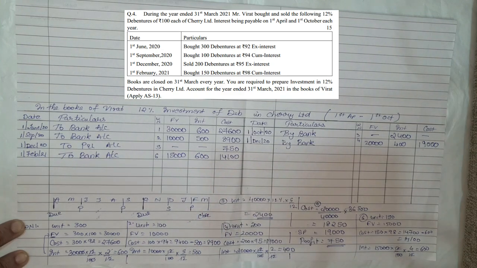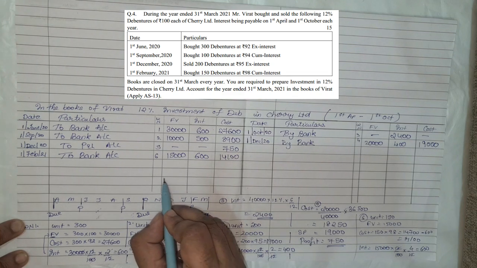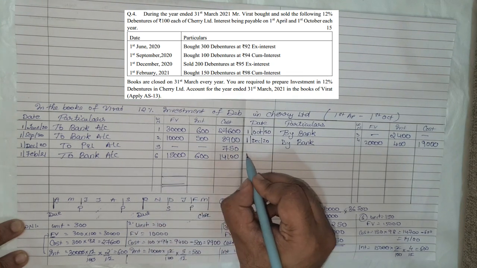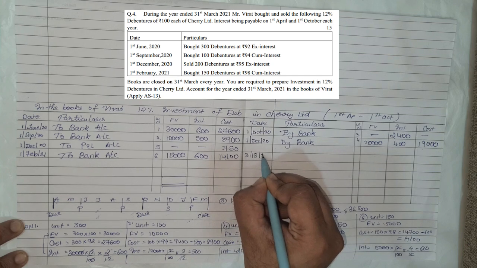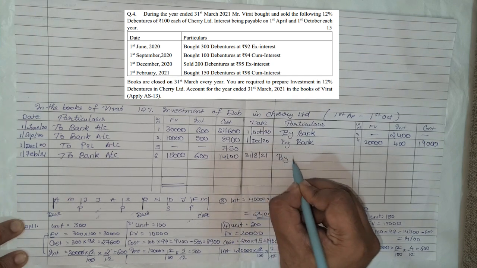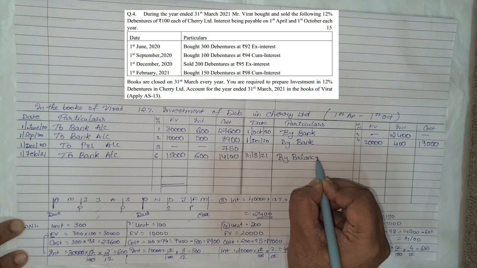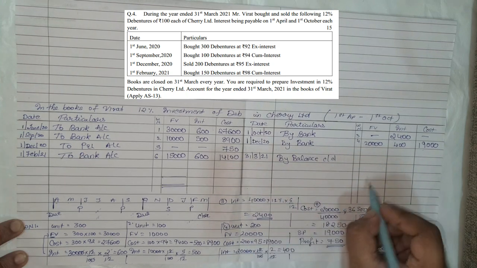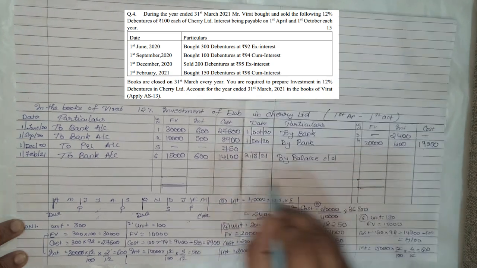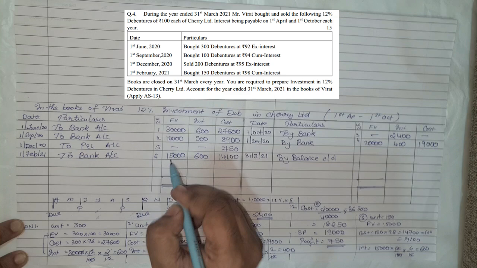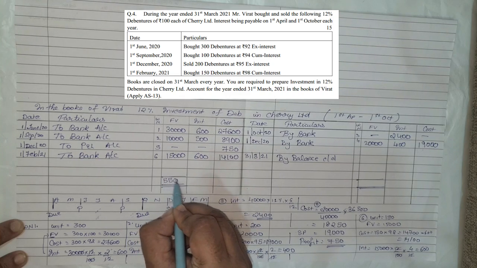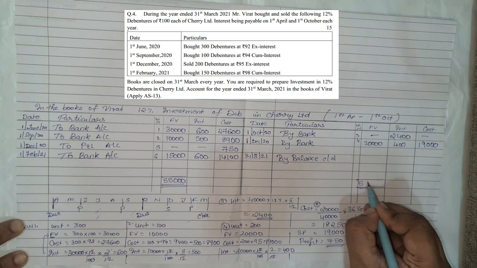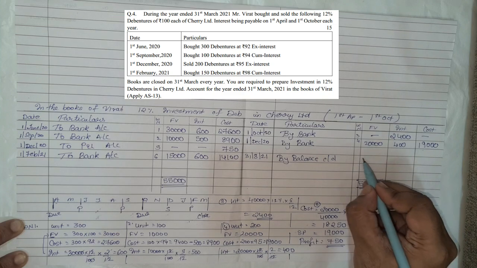Okay, that's it. Nothing beyond that. After that, they're just giving you that we need to close the accounts. So chalo, let's start closing the account. Step 1, first 31st March 2021, by balance carried down. First we tally the unit column or the face value column. So 30, 40, 55,000. From 55 we have sold 20,000. So the balance is 35,000.